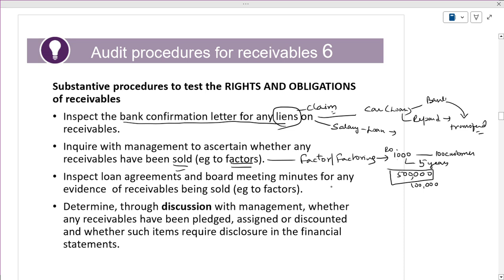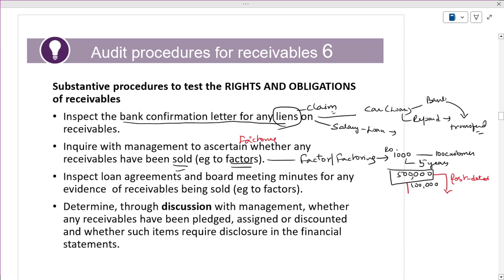This is factoring. I am explaining something with respect to factoring. What you will do? You have 500,000 in post dated checks. Post dated checks will never get rejected. If it is rejected, it is a crime.